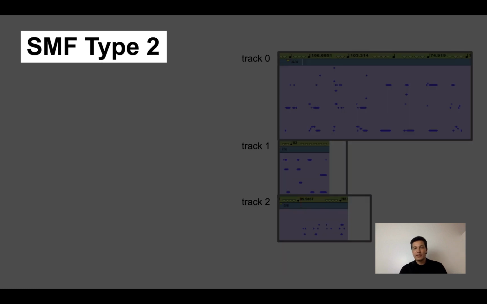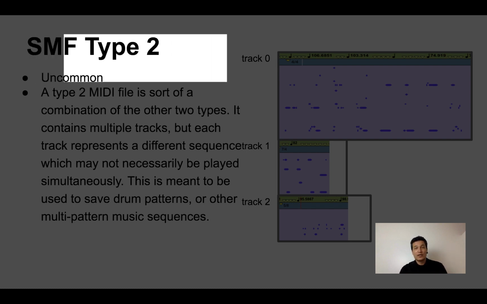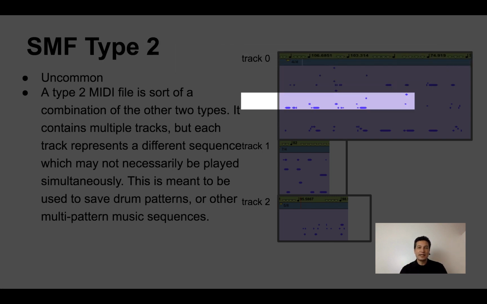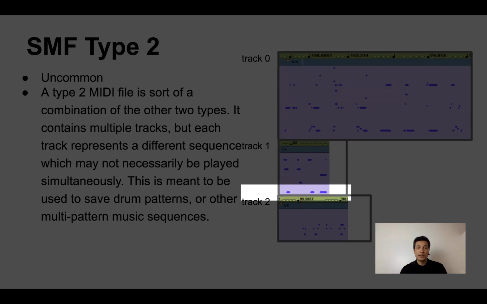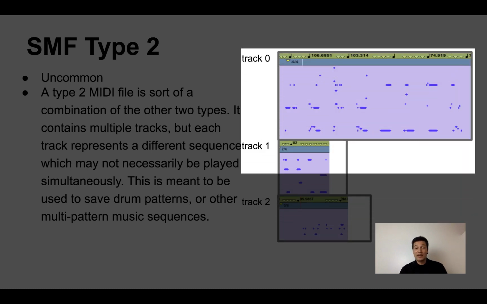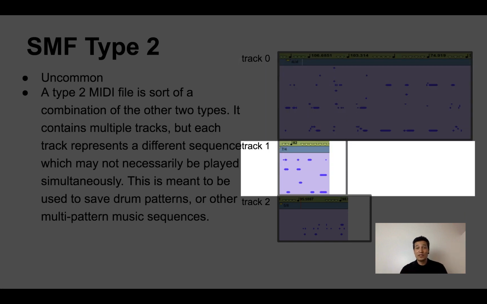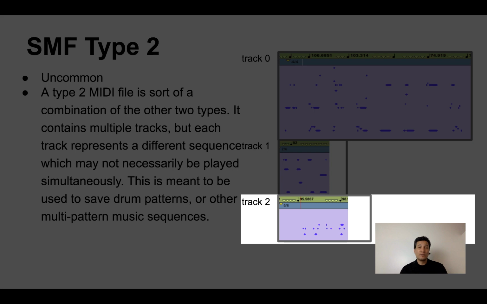Now there is something called type 2, and it's pretty uncommon. Actually designed to store different drum patterns. And so each track actually contains its own separate tempo information, meter information, and it contains also all the other MIDI information like MIDI channel voice messages. So basically track 0 would be like one drum beat. Track 1 would be another drum beat. Track 2 would be another drum beat. It's a way to actually store a collection of essentially drum beats.